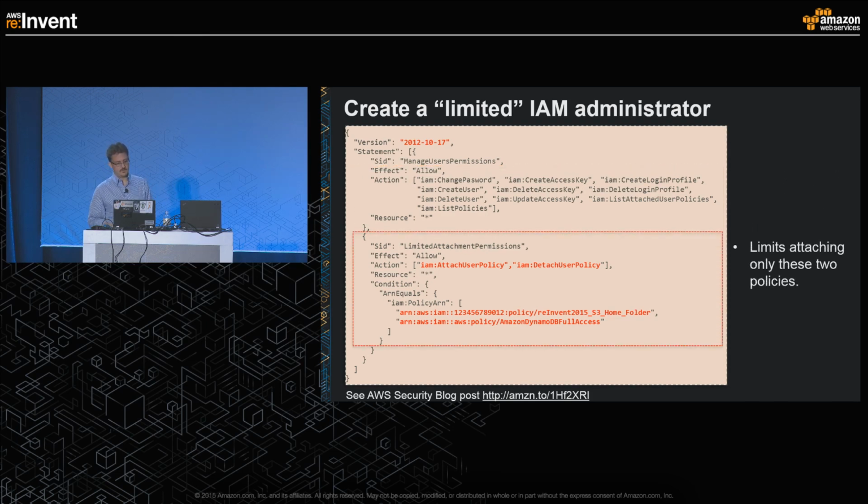The second part of it down here is where we grant the ability to attach or detach a policy. Specifically, he can only attach the reinvent policy for the S3 home folder that I created or the policy for DynamoDB full access. And we did a complete write-up. Here's the short URL if you want to read about that on the AWS security blog.